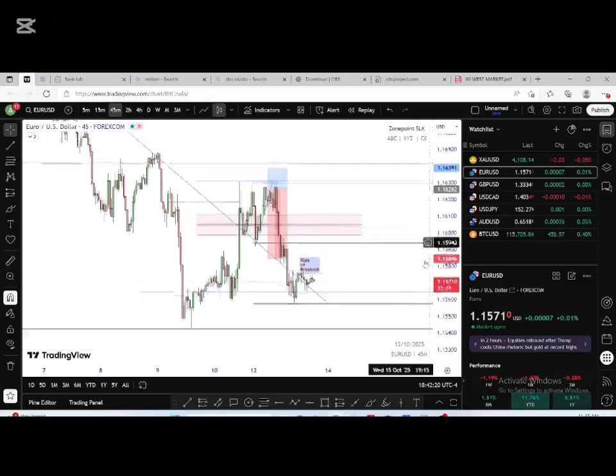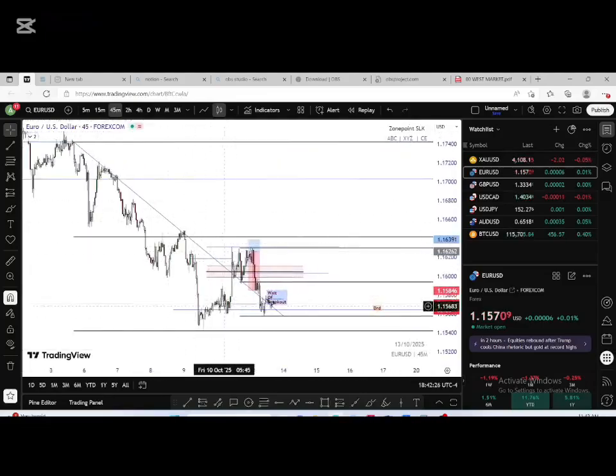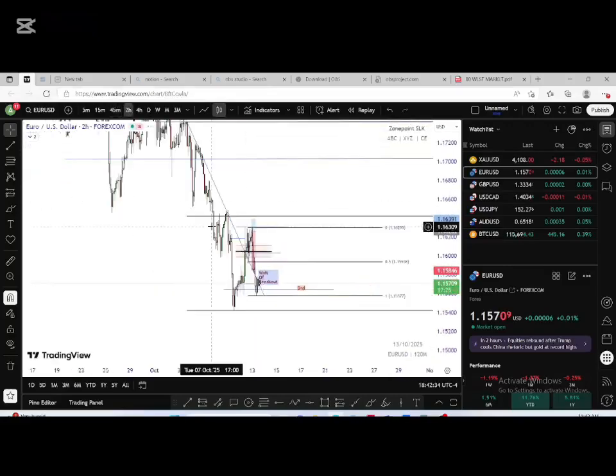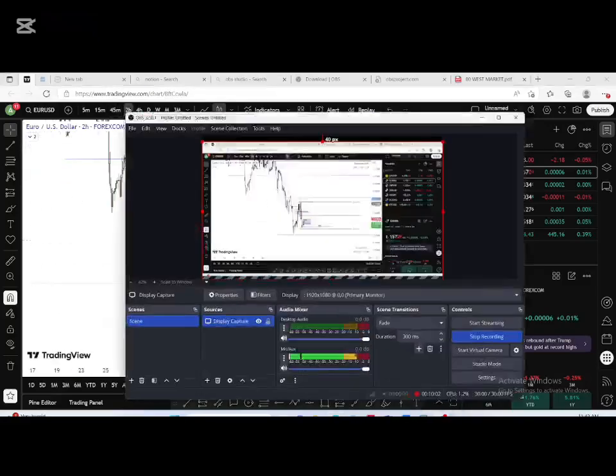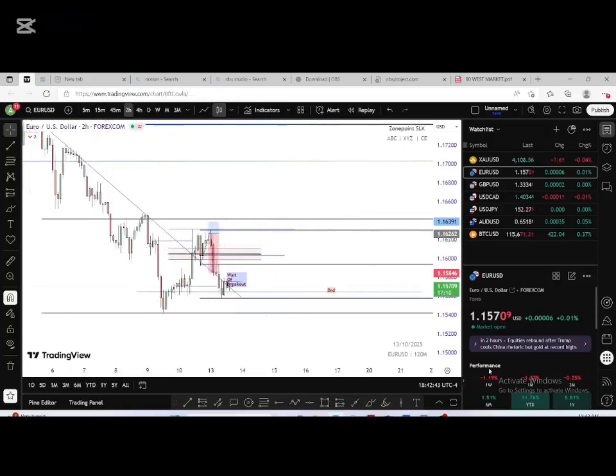And you can see what the price did using our trend line confirmation. Price has done what? It broke this trend line above. Now it is testing it back to do what? Continue upside. So that's just it on Euro. That is it on Euro USD.